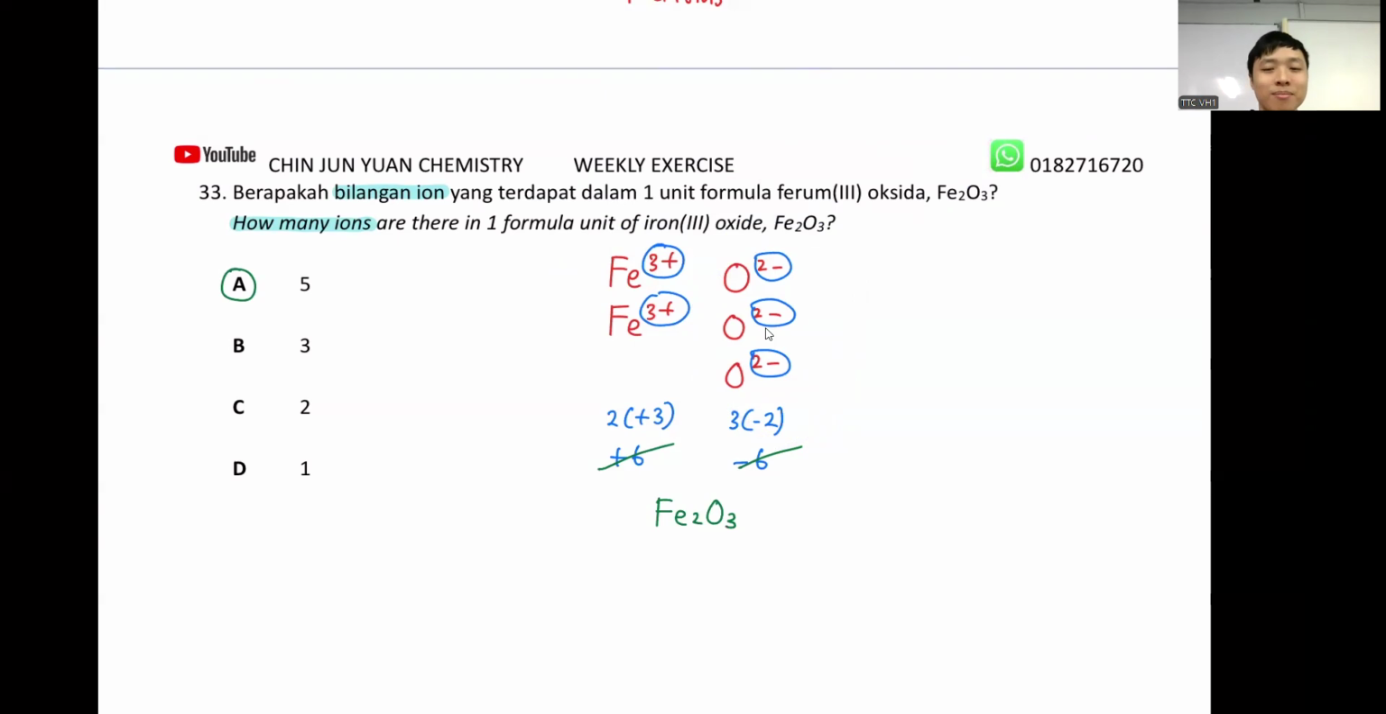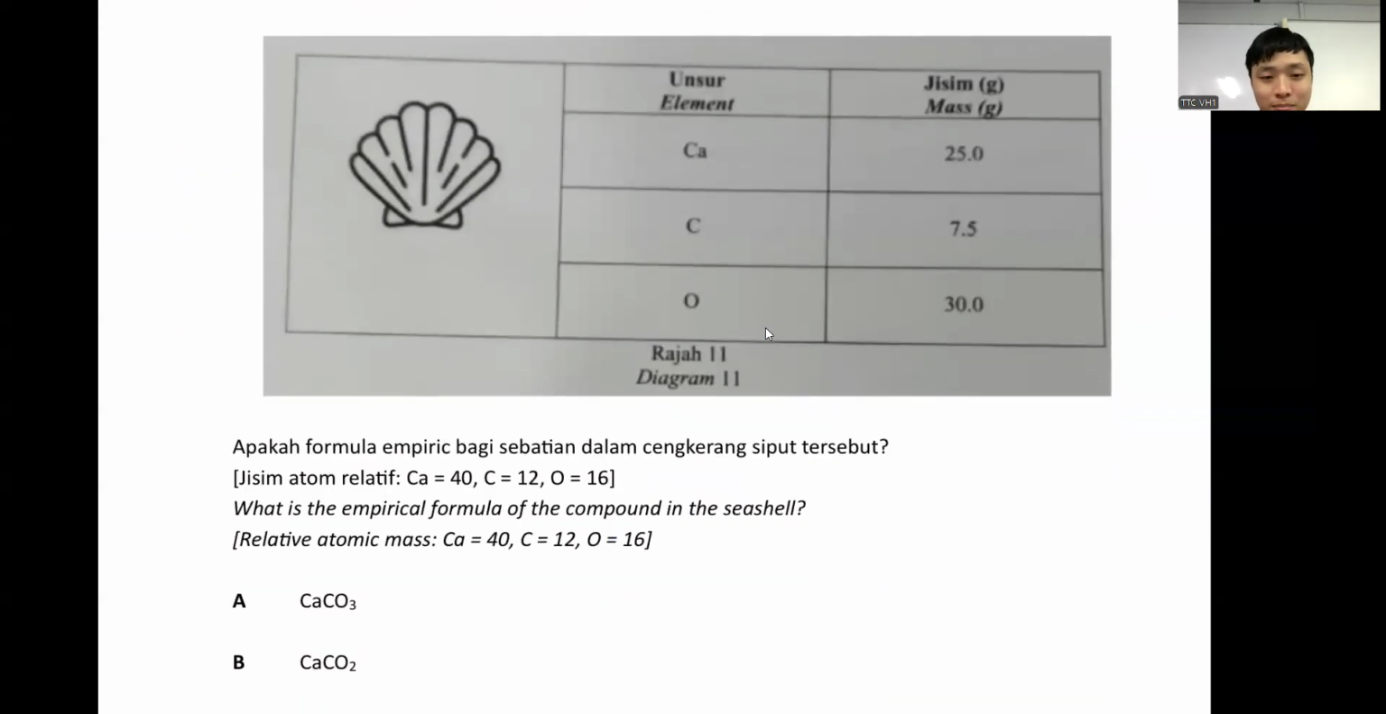Answer? What answer? Yeah. You know chemistry is so deep, let's say. Okay.